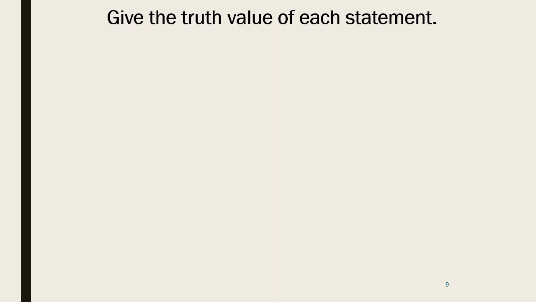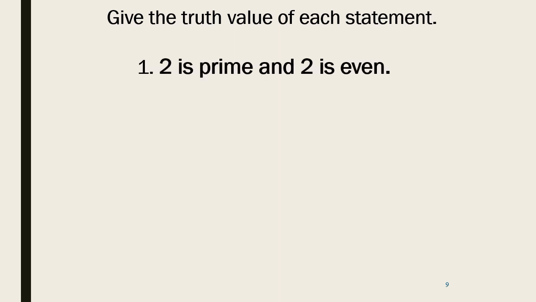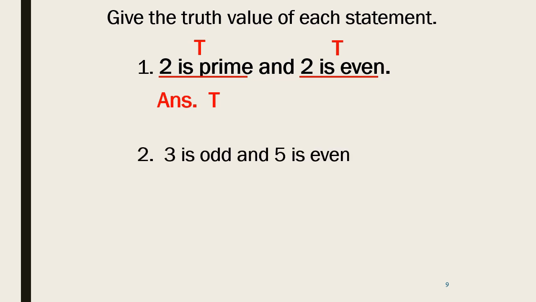For example, give the truth value of each statement. Number 1, 2 is prime and 2 is even. 2 is prime is true. 2 is even is true. Then they are both true, so the compound proposition is true. 3 is odd and 5 is even. So 3 is odd, true. 5 is even, false. The answer is false.